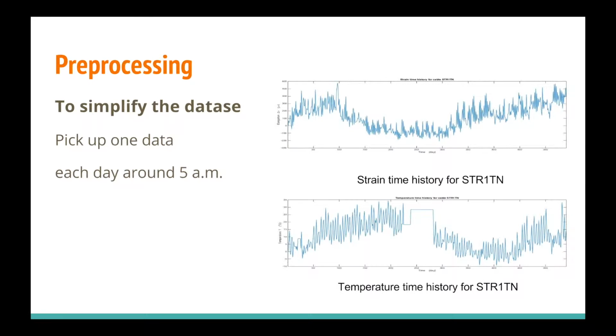Okay, for the next part, we did the preprocessing part for the raw data. Since the dataset is big, the preprocessing progress can simplify the following analysis. So here we picked up one data each day, and the data is measured at around 5 a.m., just before the sunrise. Because thus we can avoid different weather impact on the temperature condition, and the temperature before sunrise also can be seen as uniform. So we just pick up the one around 5 a.m.